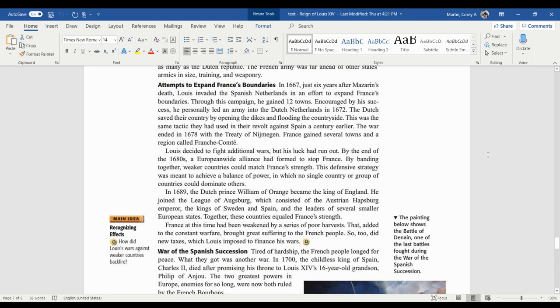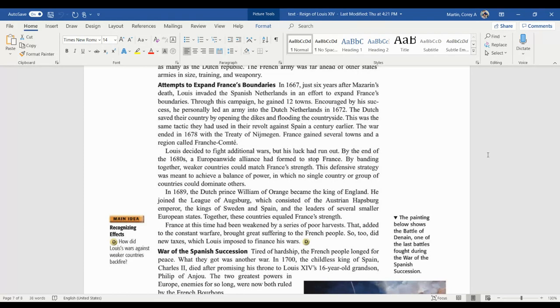Attempts to expand France's boundaries. In 1667, just 6 years after Mazarin's death, Louis invaded the Spanish Netherlands in an effort to expand France's boundaries. Through this campaign, he gained 12 towns. Encouraged by his success, he personally led an army into the Dutch Netherlands in 1672. The Dutch saved their country by opening the dikes and flooding the countryside. This was the same tactic that they had used in their revolt against Spain a century earlier.